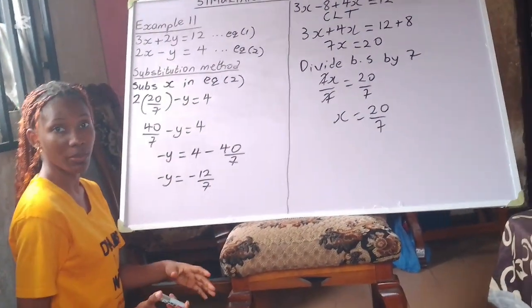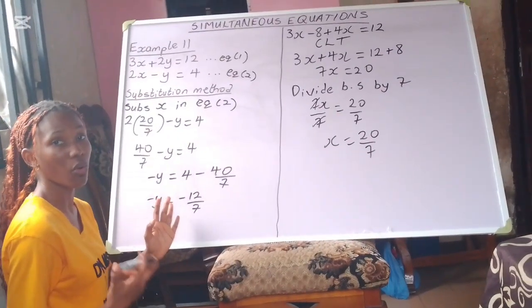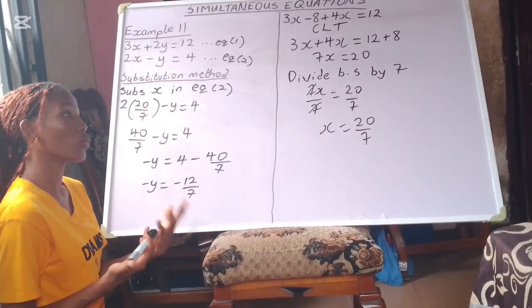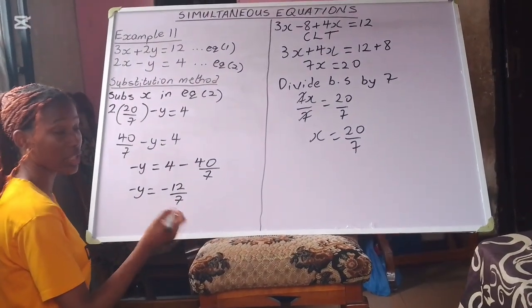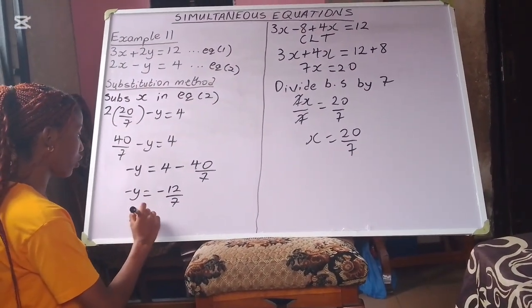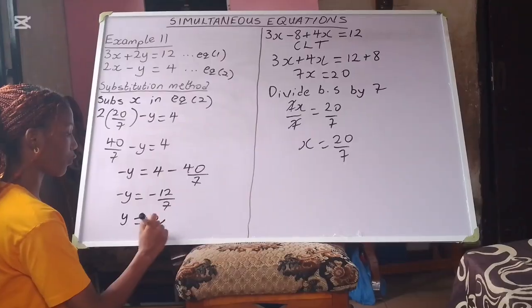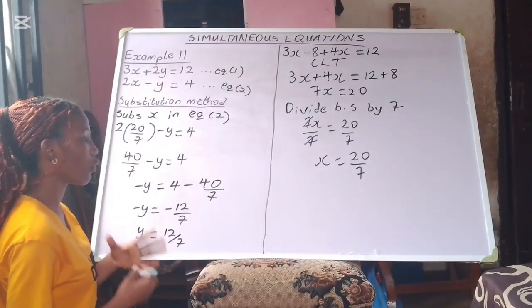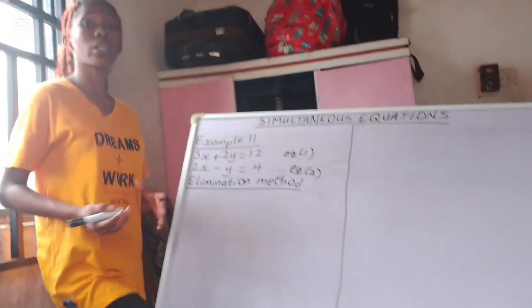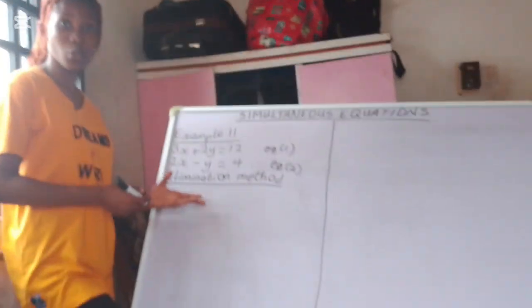So we are going to multiply through by negative 1, or like I said, in other words, you can just alternate your signs. So if we alternate our signs, we'll have that y is just equal to 12 over 7. So we have our value of x and our value of y. Alright, so let's move over to the elimination method.